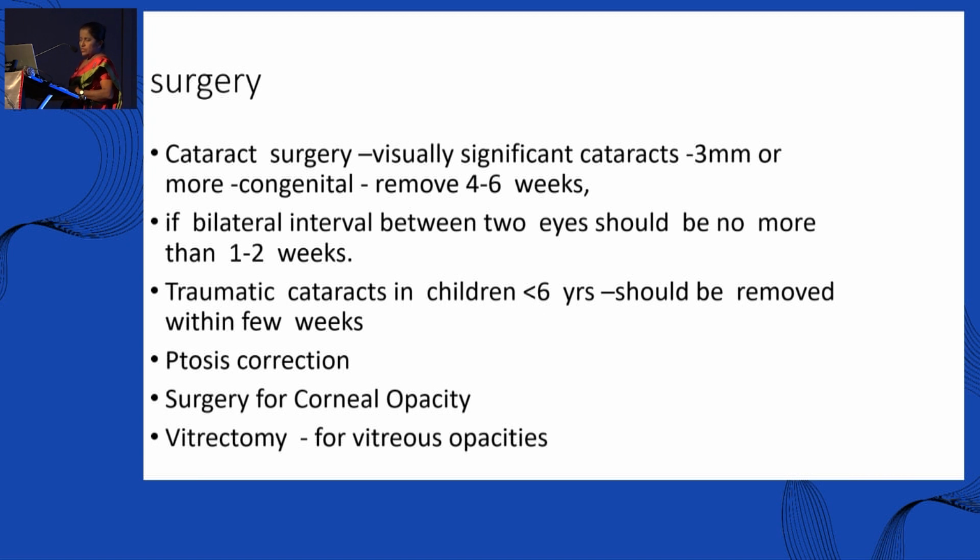And we have to do ptosis correction if the visual axis is occluded. And surgery for corneal opacities also should be done. And if there are vitreous opacities occluding the visual axis, we have to do vitrectomy.